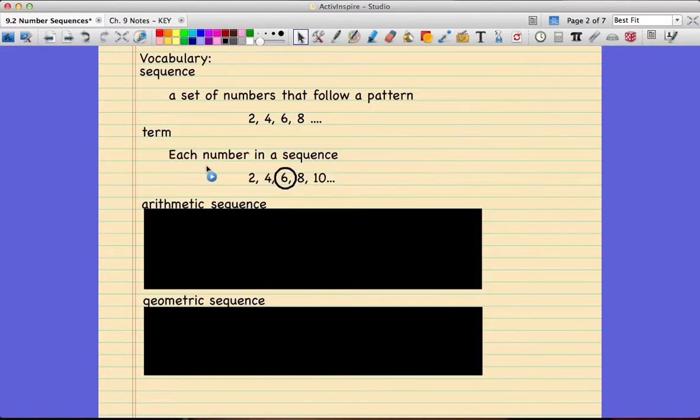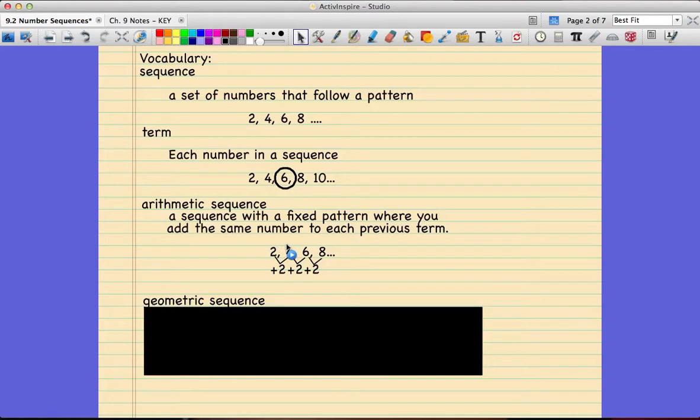A term is each number in a sequence. So in this case, we could circle 6 and say that 6 is a term in this sequence. 2 is a term in the sequence. 10 is a term in the sequence. Okay, so this would be your example for sequence, and this would be your example for term.